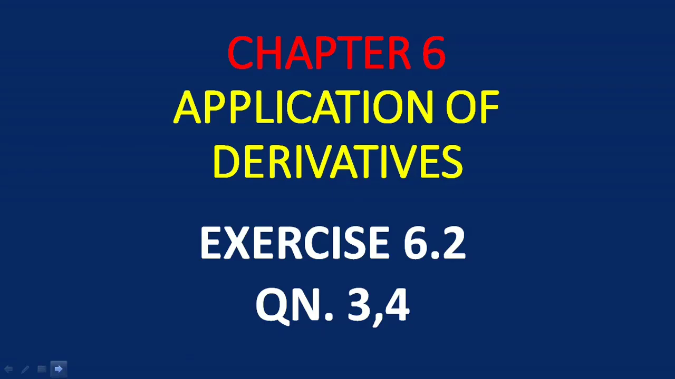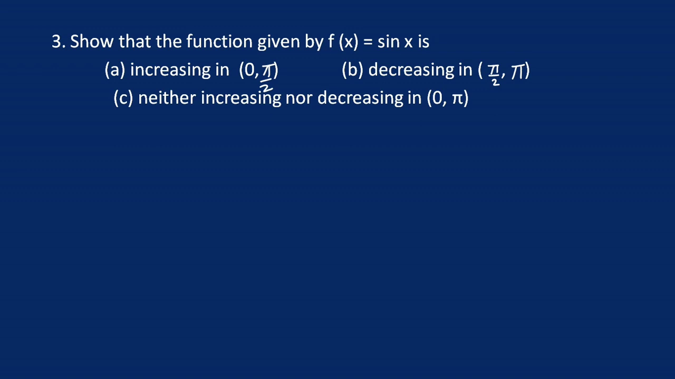Chapter 6 Application of Derivatives, Exercise 6.2, Question number 3. Show that the function given by f of x is equal to sin x is (a) increasing in 0 to pi by 2, (b) decreasing in pi by 2 to pi, (c) neither increasing nor decreasing in 0 to pi.